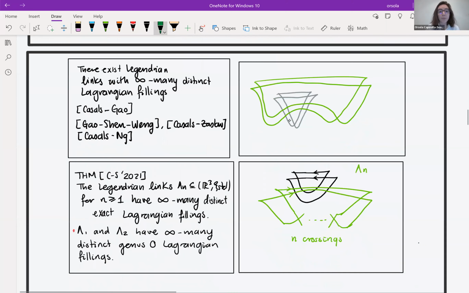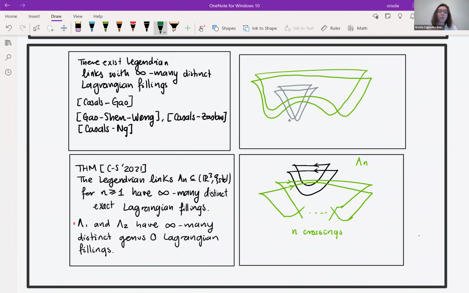In the last year, there's been a lot of progress made in showing that there are Legendrian links that admit infinitely many distinct exact Lagrangian fillings. And here's an example of one found by Casals and Ing. My contribution is to find another family of Legendrian links that have infinitely many distinct Lagrangian fillings.